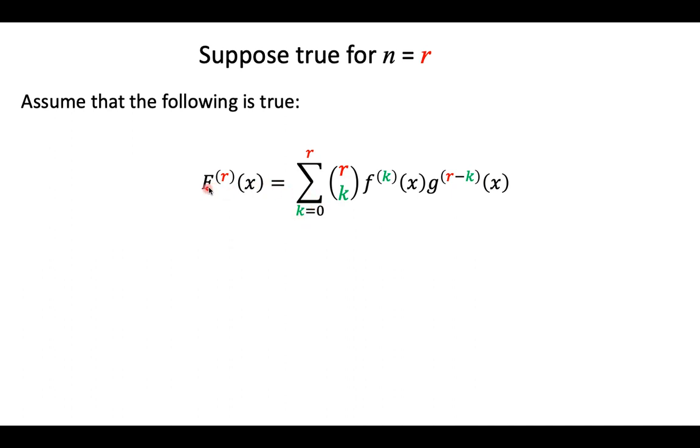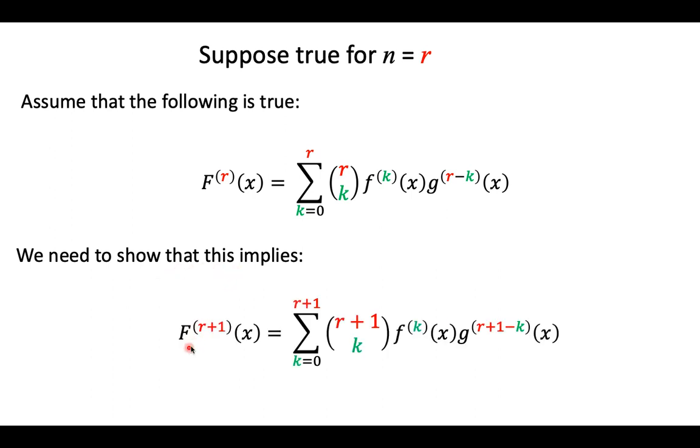the rth derivative, if we like, is true, and this formula is true when n equals r. Okay, so we're going to assume that. And then what we need to show is that this implies that the (r plus 1)th derivative becomes this.